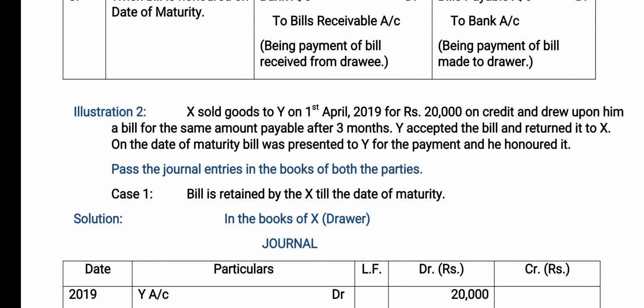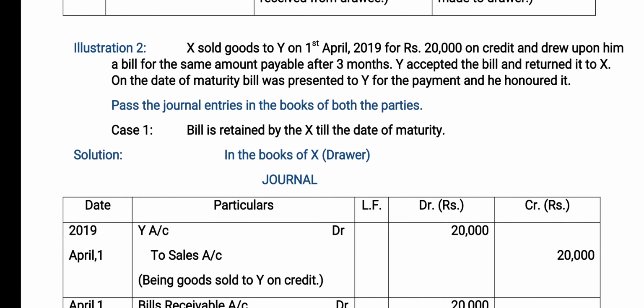So the drawee, who is Y, accepted the bill and says that he will pay on the same date. On the date of maturity, the bill was presented to Y for payment and he honored the bill. It means Y paid the bill on maturity and honored it to X.